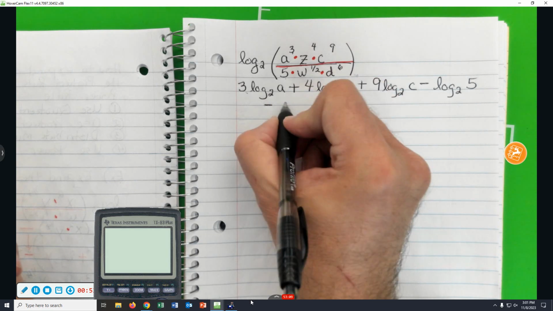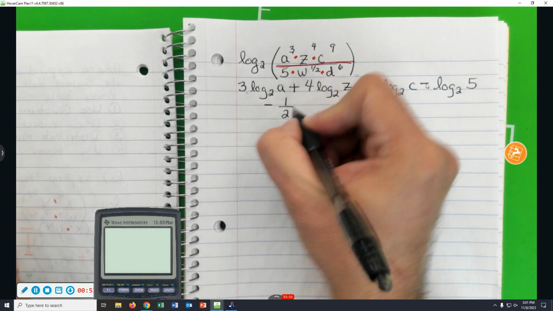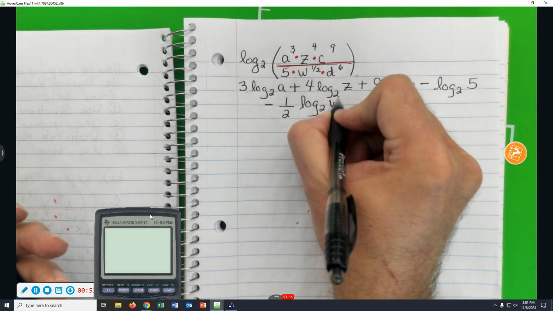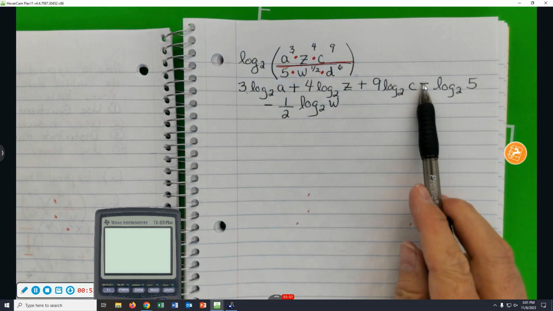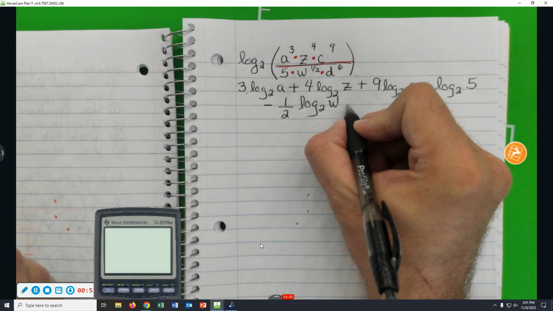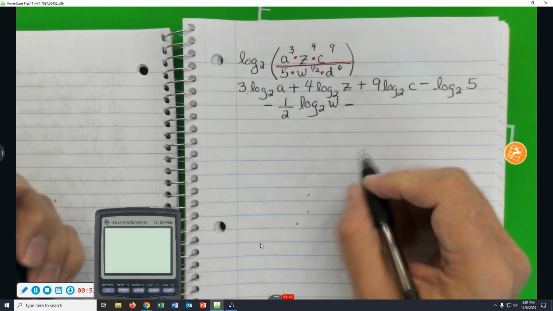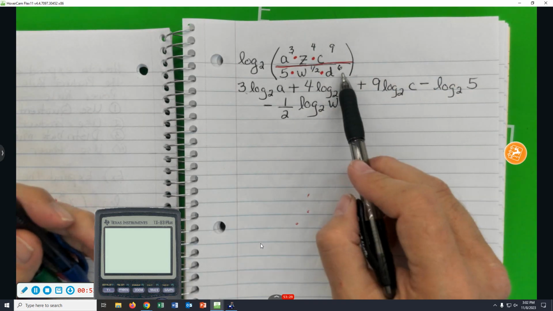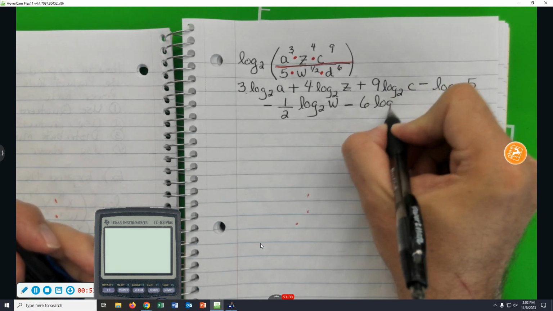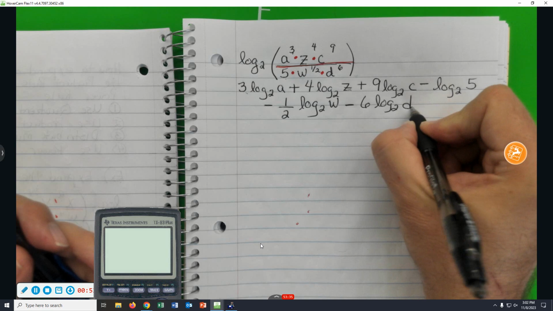A common problem is people put the first minus, but then they don't distribute and they start back with the pluses. Once you start the minuses, it has to stay a minus. Everything else is in the denominator, so it's going to be preceded by a minus. Plus or minus? Minus. And then 6 log base 2 of d.